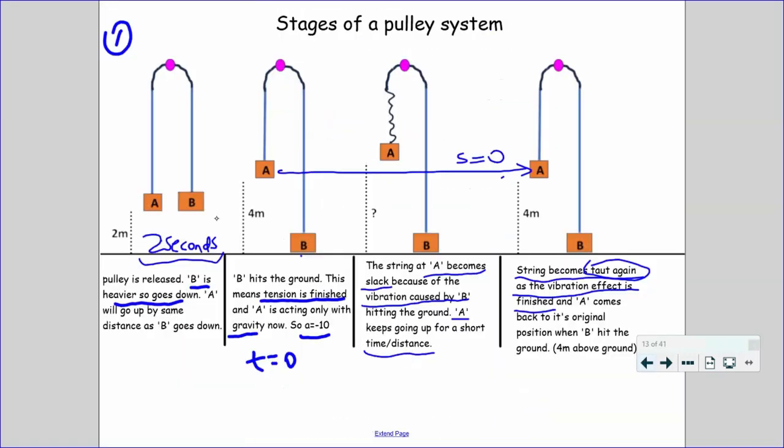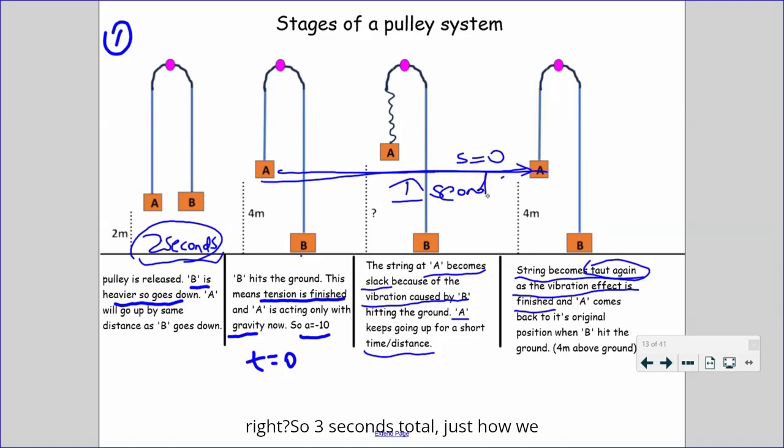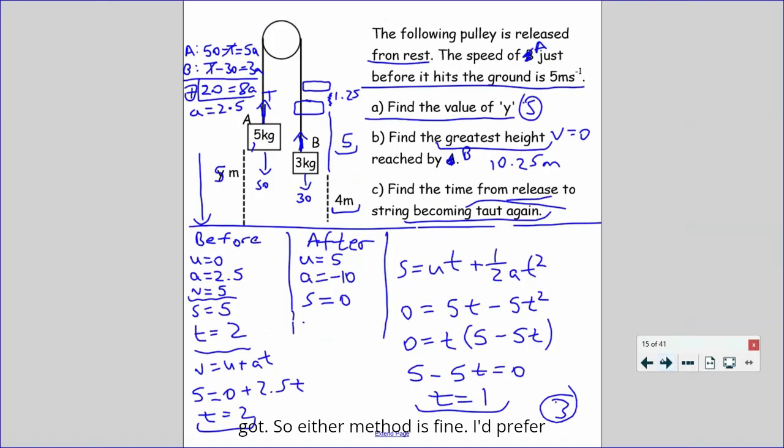Okay, so you get the same answer as the other method, right? So 2 seconds here, then from here to here, 1 second, right? So 3 seconds total, just how we got. So either method is fine. I prefer the first one. You calculate the highest and then double it, okay? But it's up to you which one you use.